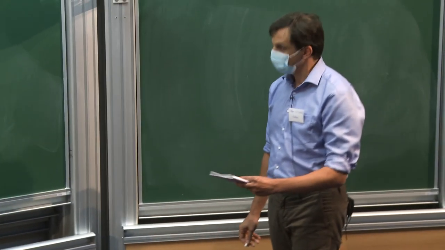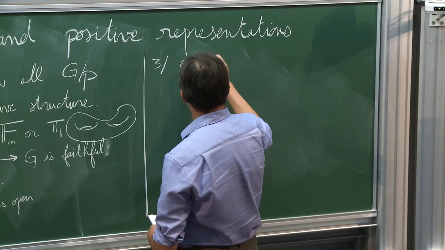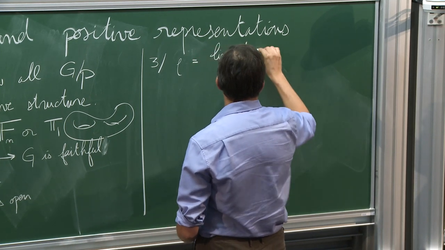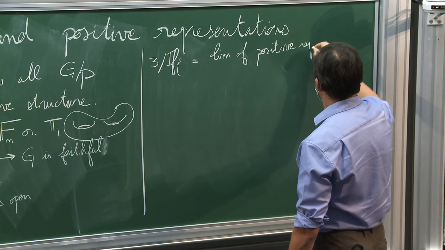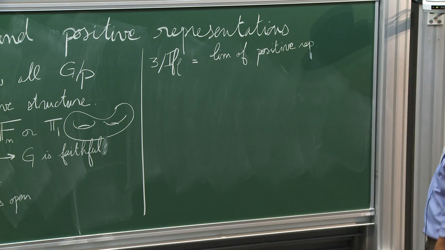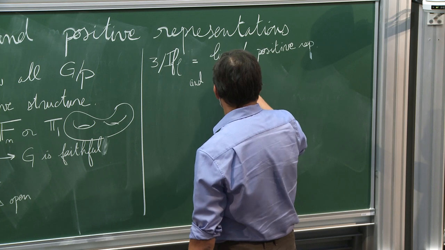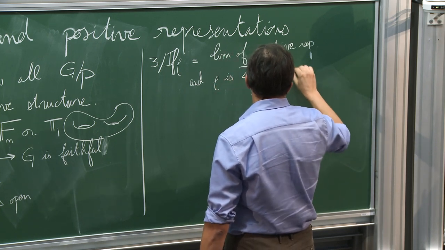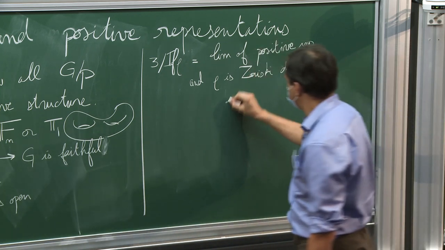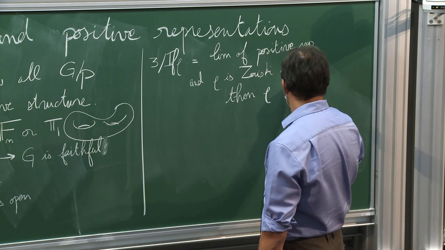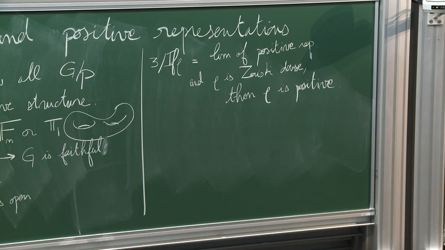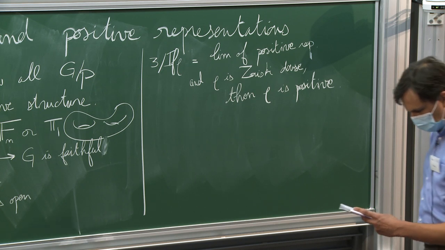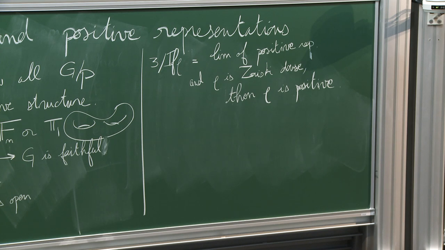So what is the third property? The third property is some closedness property. If rho is a limit of positive representations, which is my hypothesis, and rho is Zariski dense, then rho is positive. Maybe this can help answer Frederic's question, about a connected component or a union of connected components in some algebraic set. But in fact, we expect that for surface groups this is always a closed condition.